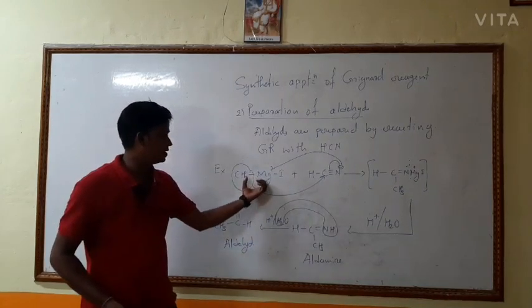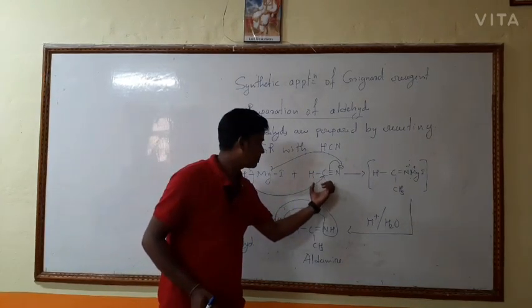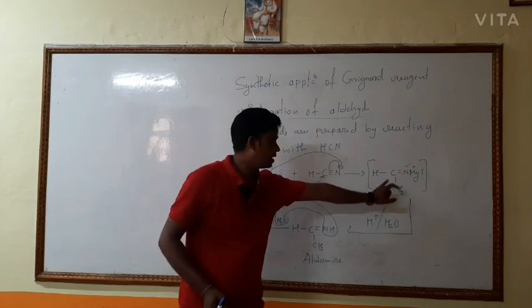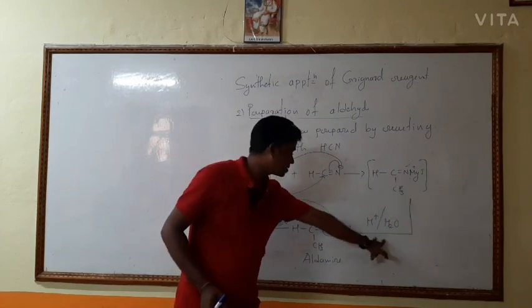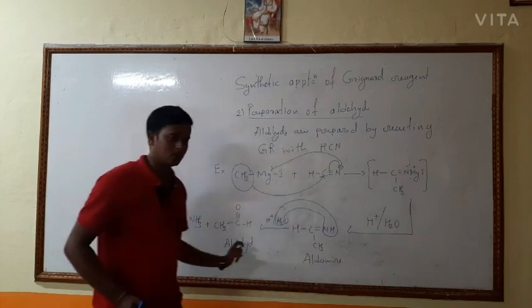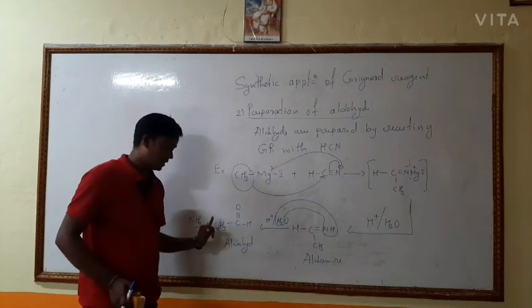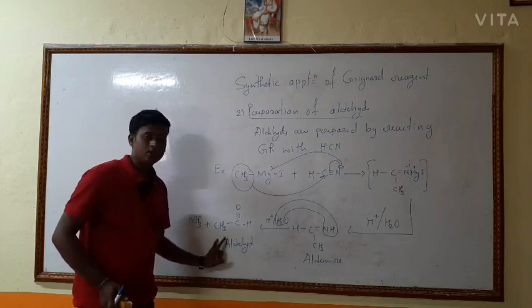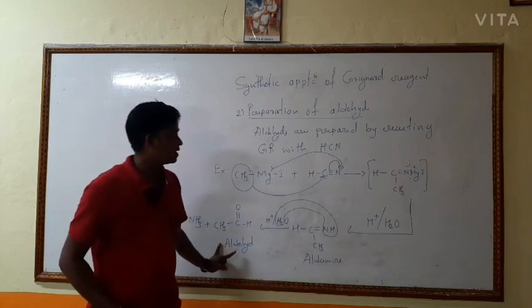Here Grignard reagent is reacted with hydrogen cyanide. It gives an addition product, and that addition product on hydrolysis gives aldimine, and aldimine further undergoes acid hydrolysis to give the aldehyde. This is the synthetic application.